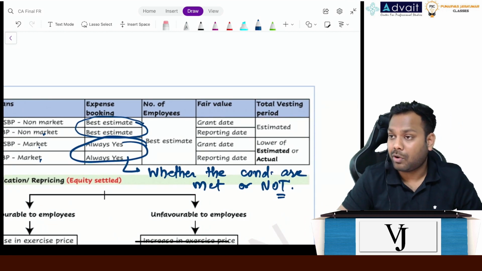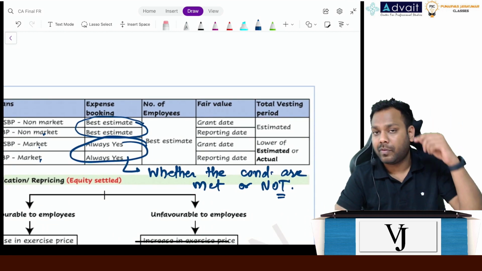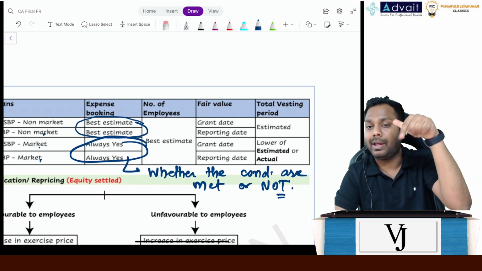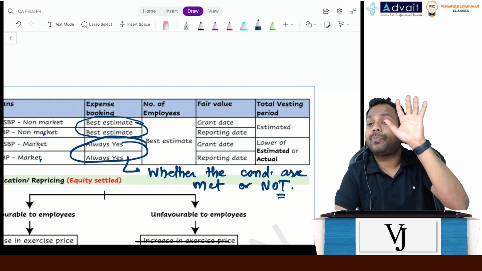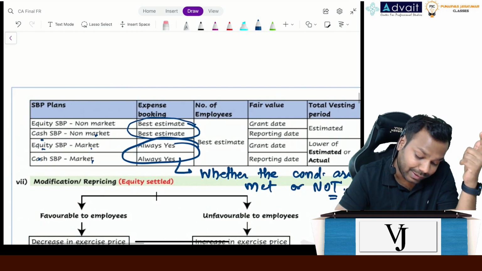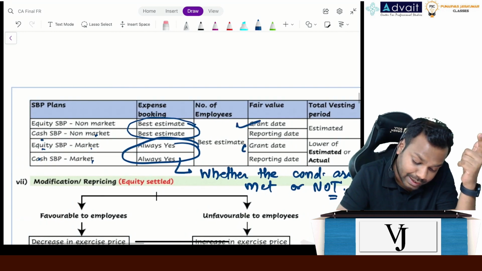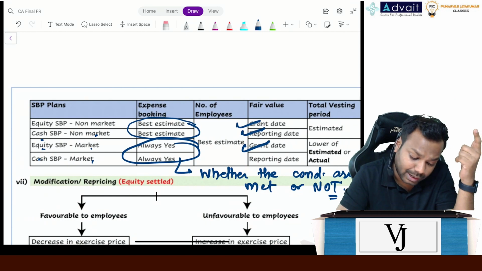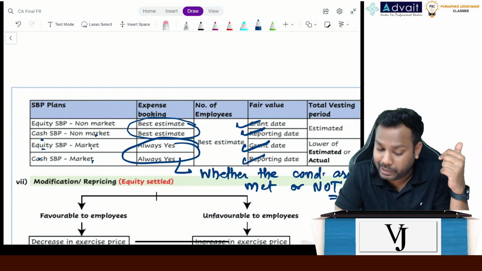Number of employees, I will always take on the best estimate, that is number of employees on the grant date minus the employees already left minus the employees that are expected to leave the company. Okay, now the fair value. For equity settled, I'll take the grant date. For cash settled, I'll take the reporting dates.